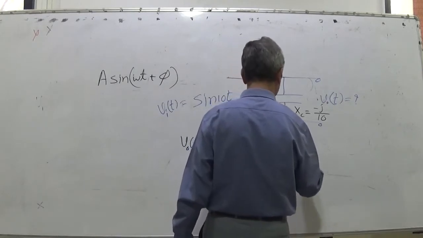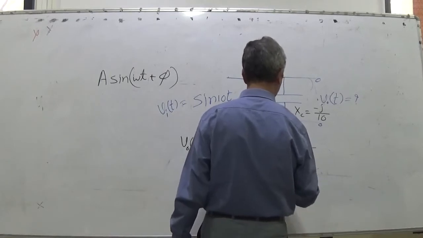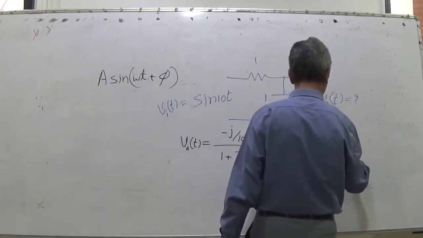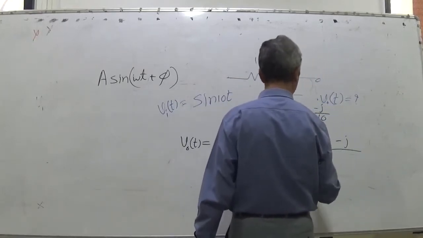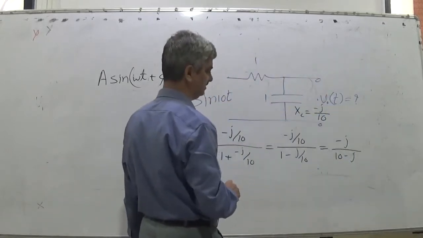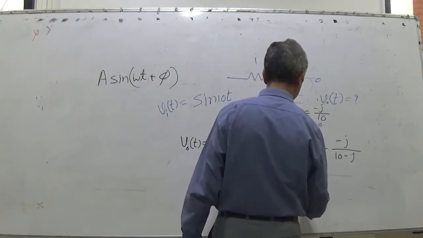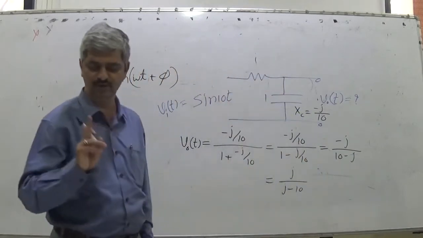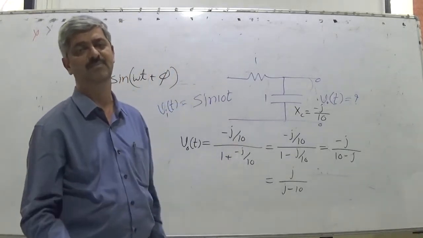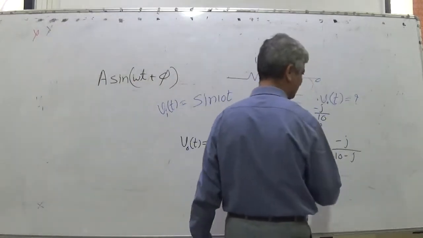So it goes to minus j upon 10 upon 1 minus j upon 10. Multiply 10 in the numerator and in the denominator. So it is minus j upon 10 minus j. Minus j upon 10 minus j is equal to j upon j minus 10. Remember, if you want simpler understanding, don't keep any part having j in the denominator. So multiply by j plus 10, rationalization.